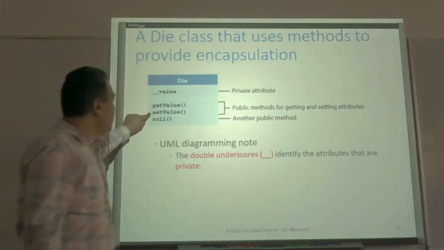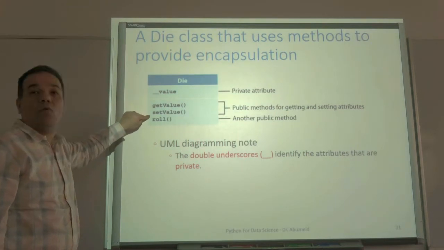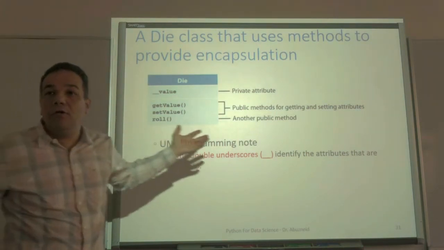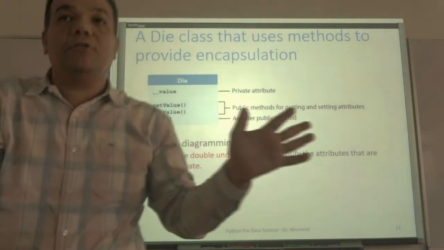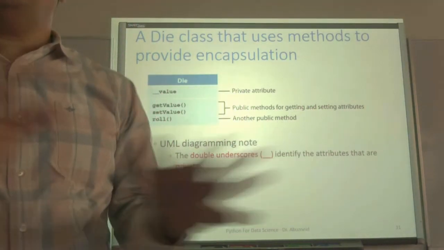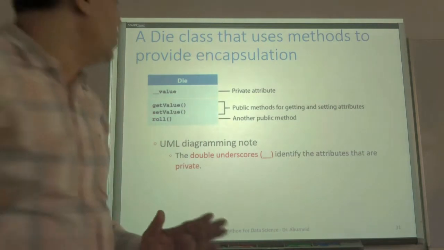So I have to add two methods. The first one, get value, and the other one, set value. Clear? That's what it is, nothing else. We just need to know how to do it now. That's what private is.